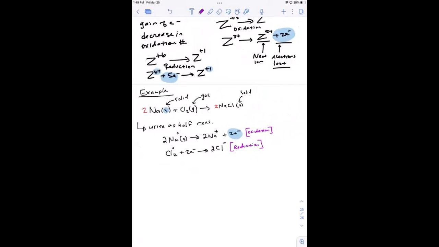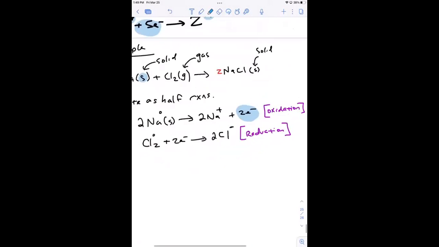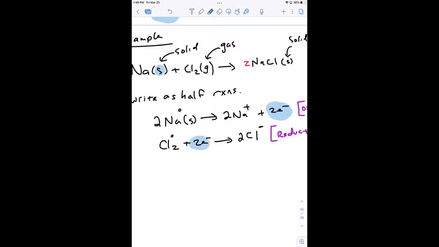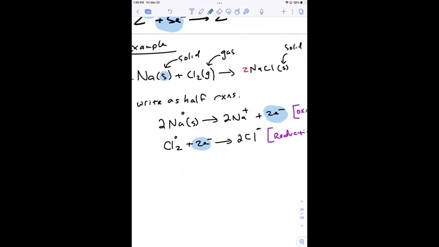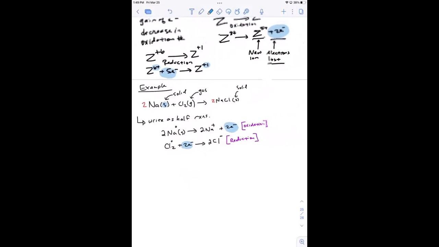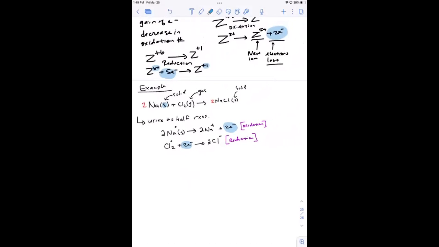Right. And if we put them back together, what you'll notice also is with the half reactions, the electrons will usually cancel, right? But there's another type of redox reaction that we're going to actually write out where you'll have to balance the electrons so that they'll cancel. But here it's just 2 electrons in each case, so they'll cancel out. But the idea is that the sodium gets oxidized, the chlorine gets reduced.